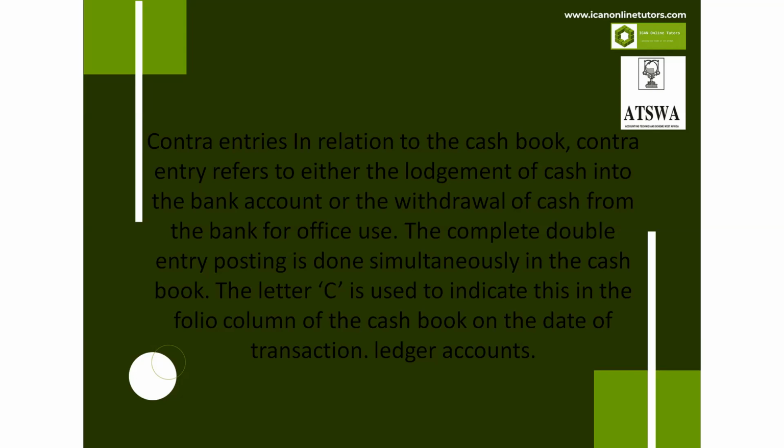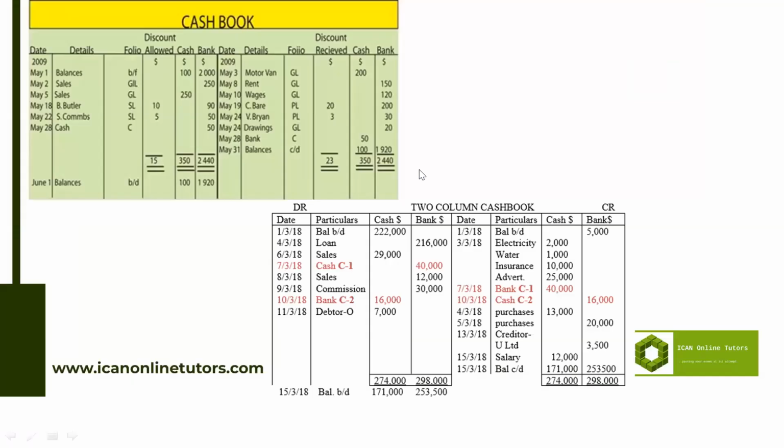The complete double entry is done simultaneously in the cash book. The letter C is used to indicate this in the folio column of the cash book on the date of the transaction. So you can see here, in this 3-column, May 28th, cash. We have C. We use this C to represent contra. And you're also going to see it on the credit side as well. You can see May 28th on both sides, the debit and the credit.